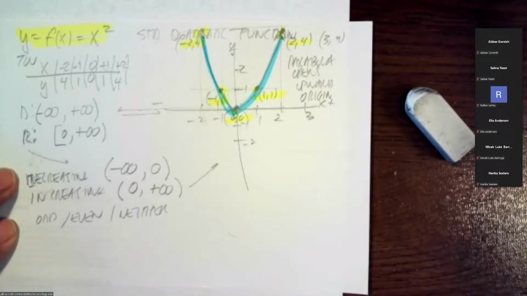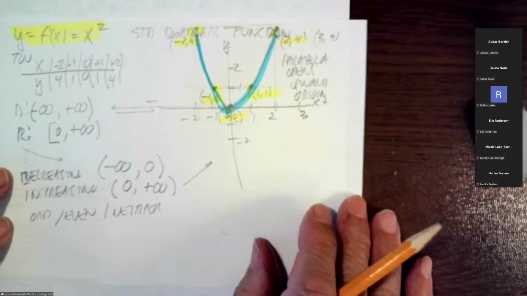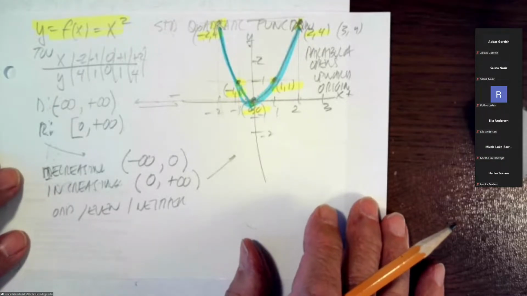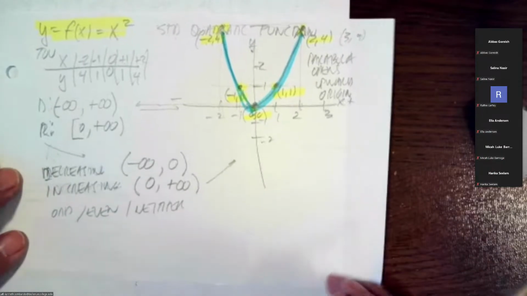All right, now based on our definitions that we showed earlier, would we say this is an even, odd function, or it's neither an even nor an odd function?